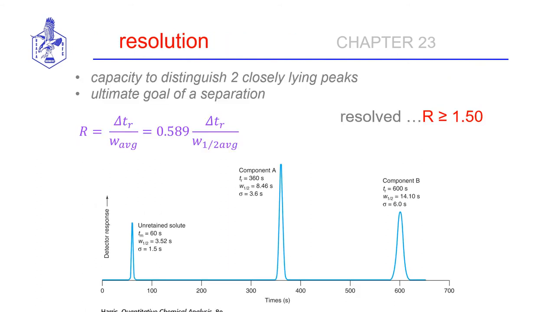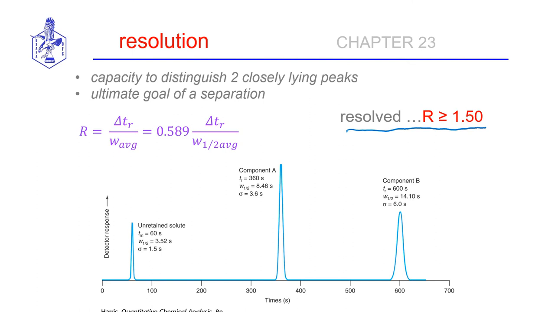A very important chromatographic parameter that we must measure and be aware of is resolution. The whole point in carrying out a sample separation is to physically separate the components from each other and detect them. The measure of this is their resolution. This is defined as the capacity to distinguish two closely lying peaks. And once again, this is our ultimate goal in carrying out the separation. So, from a numerical perspective, we say that two peaks are resolved if the measured resolution has a value of greater than or equal to 1.50.